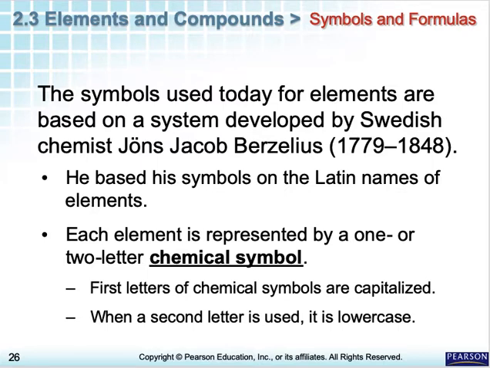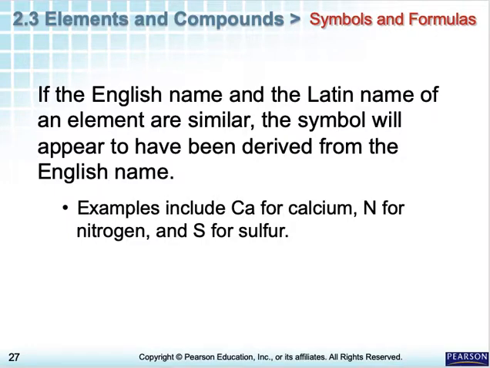In 1848, we didn't have all the elements yet. We hadn't discovered them all. So not all names come from Latin. Some come from other sources. Each element is represented by a one or two-letter chemical symbol, and I will be insistent on this: the first letter of the chemical symbol is capitalized, and the second letter, if used, is always lowercase. So it has to be a capital N and a lowercase a.